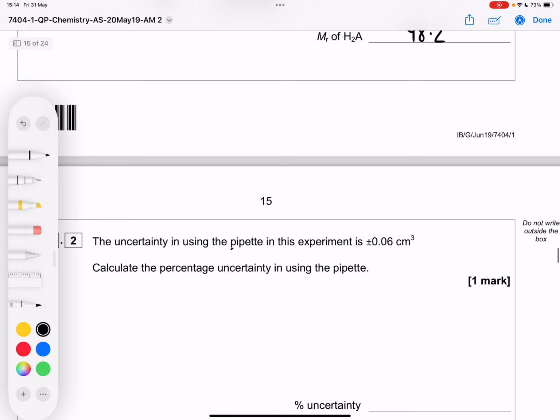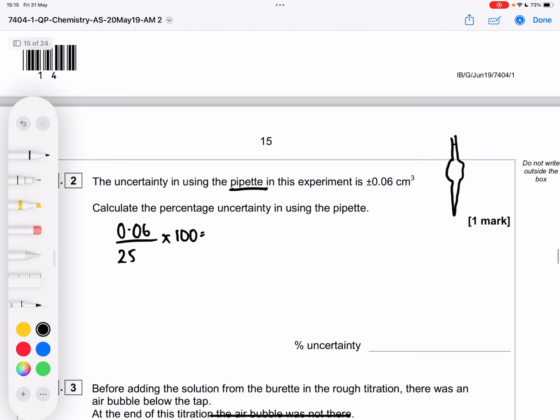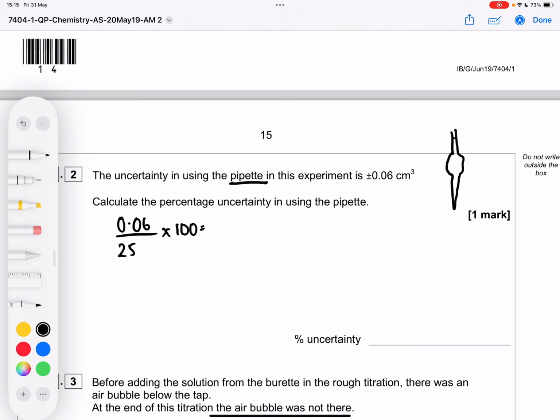The uncertainty in the pipette. Now you only use a pipette up to the line, so remember the pipette is kind of like this and has one line on it, so you only make one reading, so 0.06, and the pipette measured 25. So what is that as a percentage? That is 0.24%. So very accurate.